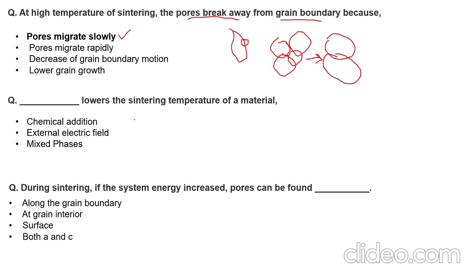Okay. Now we have another question that says dash lowers the sintering temperature of a material. Is it chemical addition, external electric field, mixed phases? So you have a certain sintering temperature at which you tend to have a higher density of a material. You want to achieve a compact. So if you make some additions into the material, whether it is a chemical addition, an external electric field, or mixed phases, which of the following will help in lowering the sintering temperature of the material?